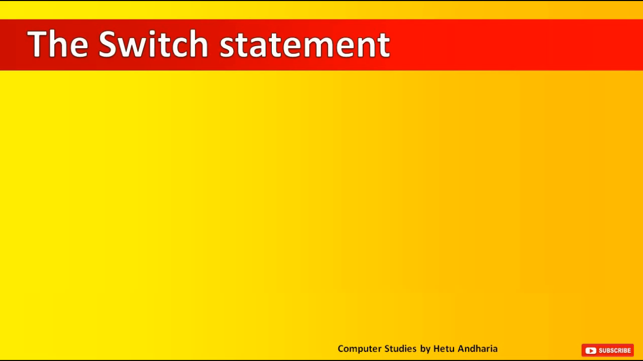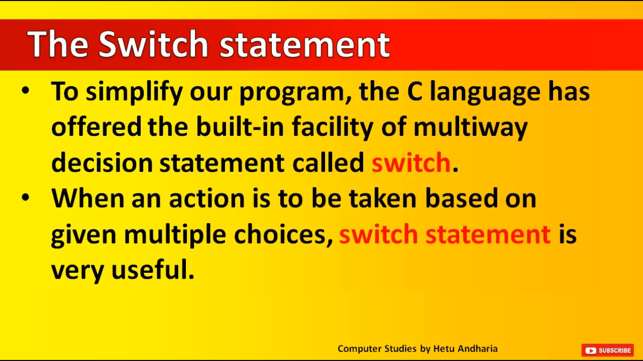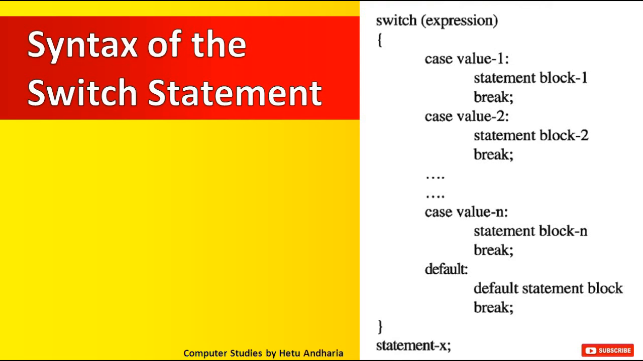Now in the switch statement, to simplify our programs, the C language has offered the built-in facility of a multi-way decision statement called switch. When an action is to be taken based on given multiple choices, the switch statement is very useful. Now here you can see the syntax of the switch statement.